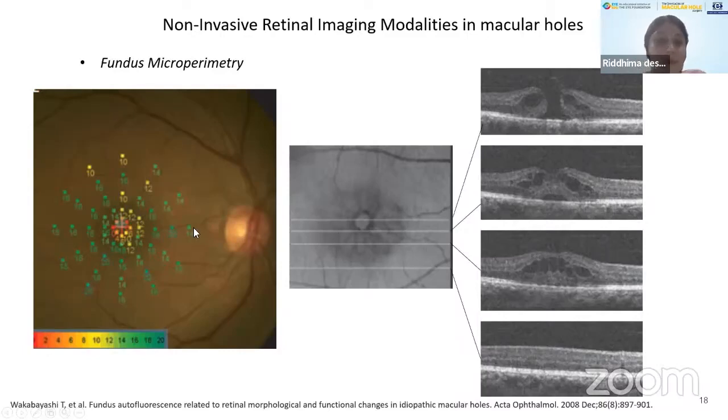And if you compare this with the fundus microperimetry, you can see absolute scotoma corresponding to the full thickness macular hole. And then there are areas of reduced sensitivity around it, which correspond to areas of abnormal autofluorescence.